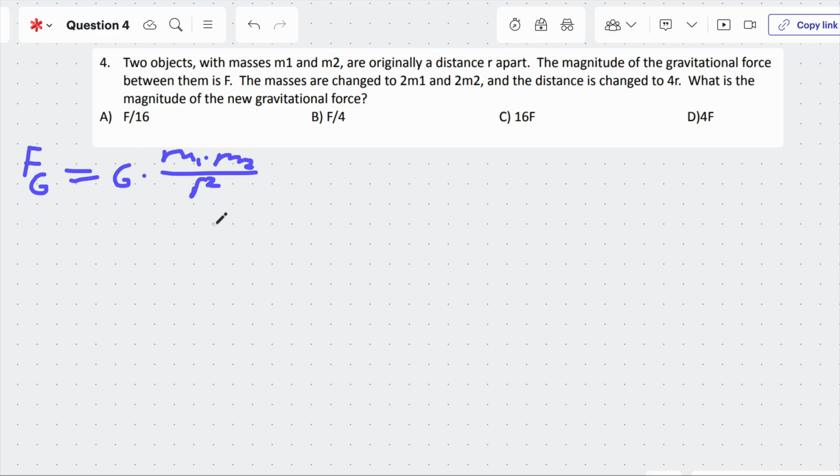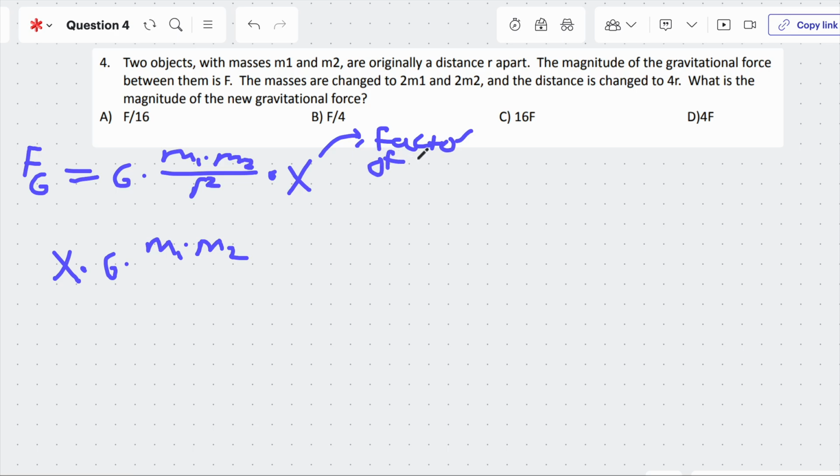So we have this equation originally, then they change. We're going to say they change by a factor of x. So hold on, I'm just going to rewrite this. So we have x times our original equation, remember x is going to be our factor of change. That's going to be over r squared. Okay.